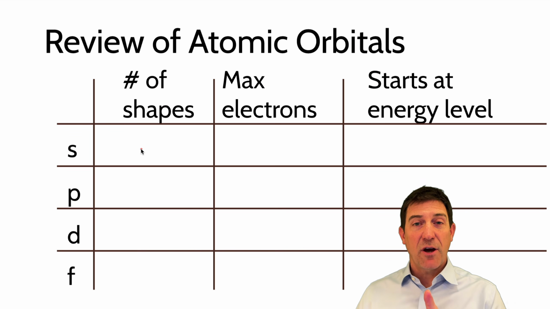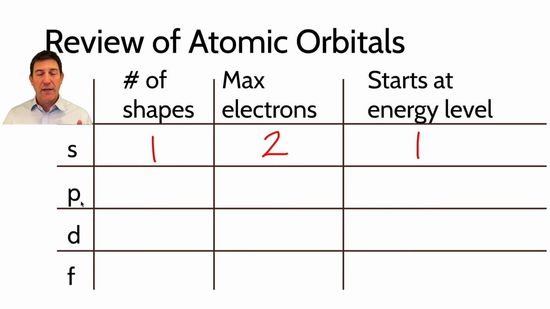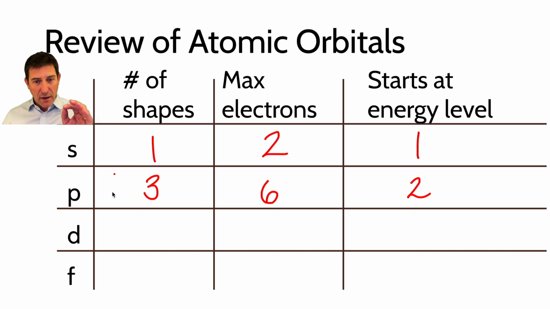In our lesson on atomic orbitals, we learned that the s orbital has one shape. It's spherical. 2 electrons can live in that orbital, and it starts at energy level 1. We looked at the p orbital. There were 3 shapes in the p orbital. Each could hold 2 electrons, so that's a max of 6 electrons, and that didn't start till energy level 2. Now, bear with me. We're going to put all these pieces together, and it's going to make sense.